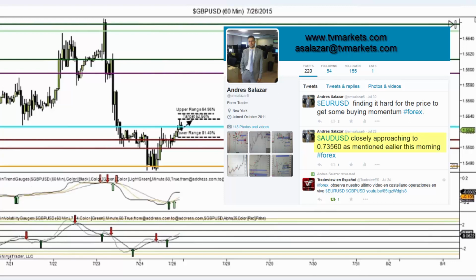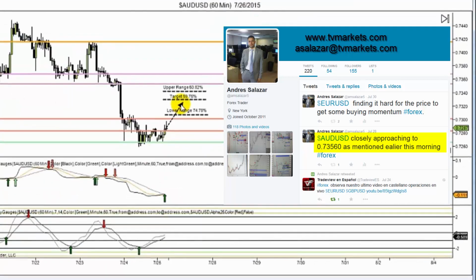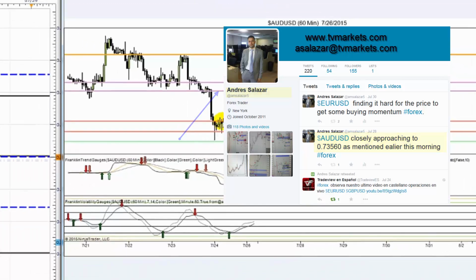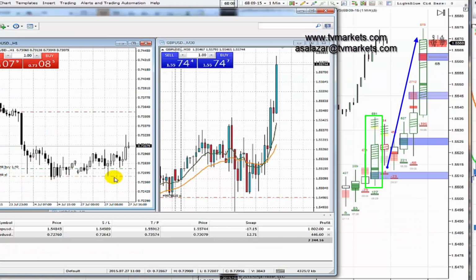I also tweeted that the same strategy we are using now for the GBP and US dollar is the same for the Aussie and US dollar. So I was expecting another breakout in the Aussie, reaching the price of 0.7364. You may also follow me on Twitter if you want to see any price projections, updates, or any personal market opinion. So now let's go back into the intraday basis.